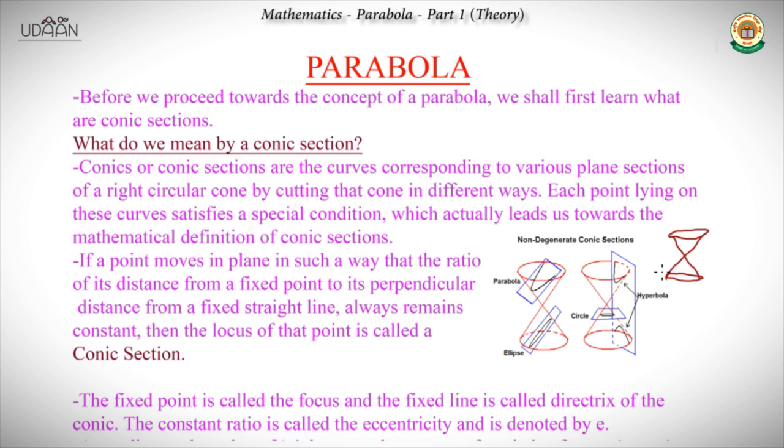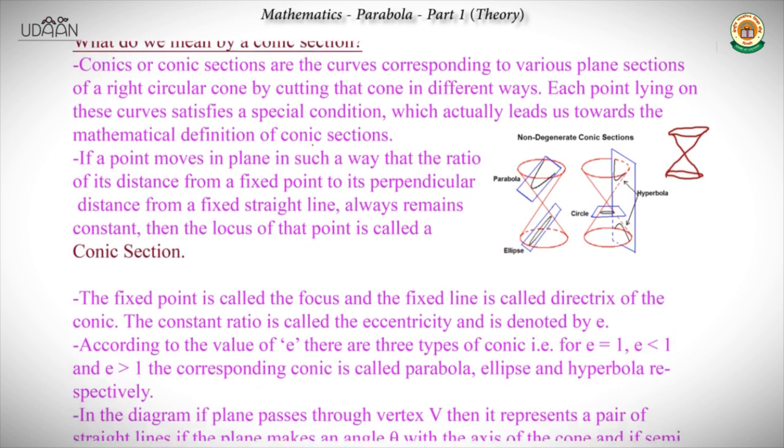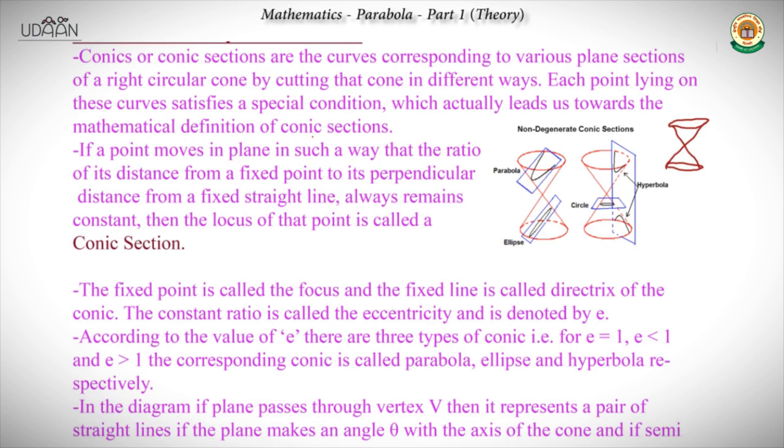That's why they're known as conic sections, which actually leads us to the mathematical definition of conic sections. So let us give an English definition of conic section. English means in words. It means that if a point moves in a plane in such a way that the ratio of its distance from a fixed point to its perpendicular distance from a fixed line always remains constant, it is known as a conic section. The fixed point is called the focus, the fixed line is called the directrix, and the constant ratio is nothing but the eccentricity, which is denoted by e.